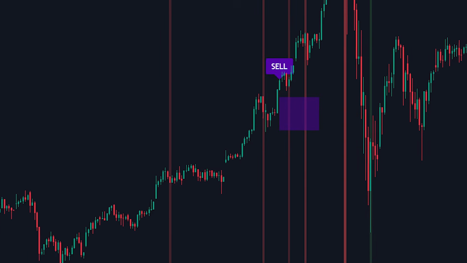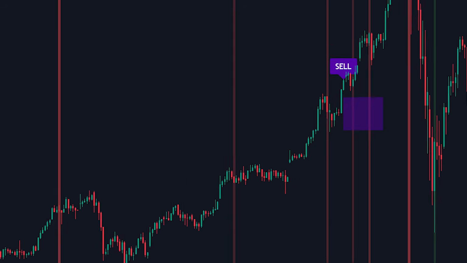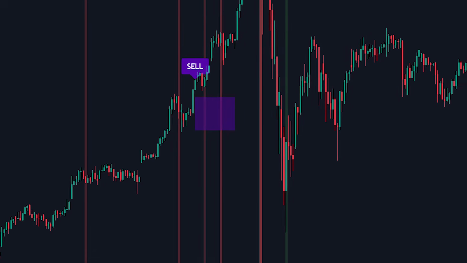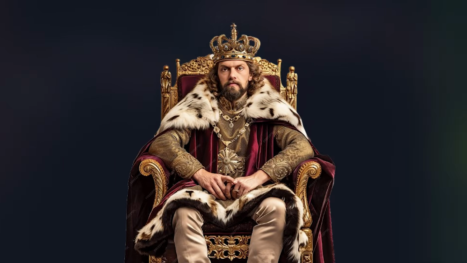Whale activity. Those green and red vertical bars on your chart represent the buying and selling activity of large institutional players, the market makers whose orders actually move price. Green bars show accumulation, red bars show distribution. When you align your entries with these zones, you're not fighting the market, you're following the people who control it.